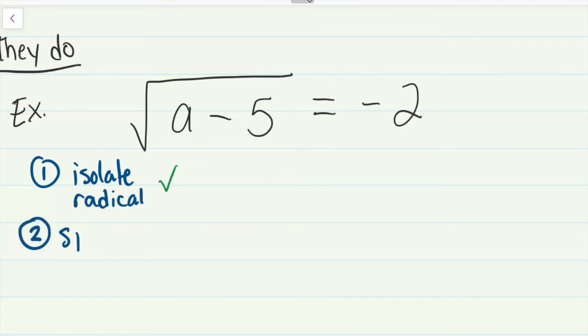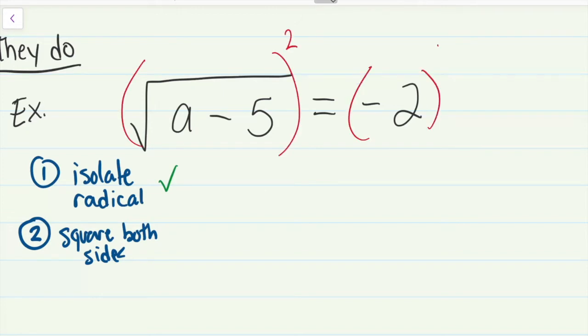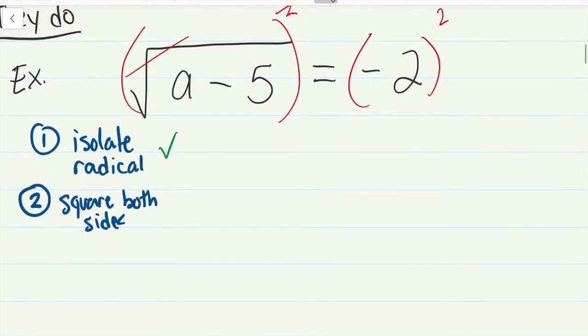Step number 2, square both sides. And that's what's going to get rid of the square root. So let's go ahead and get started. We're going to square this side to the power of 2, this side to the power of 2. And what happens here is that the square root and the square are opposites. It's like plus and minus, so they're going to cancel out. And we have ourselves a minus 5 equals. What's negative 2 to the second power? It's going to be positive 4.